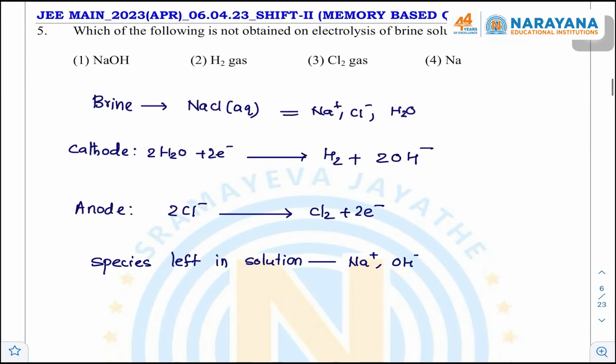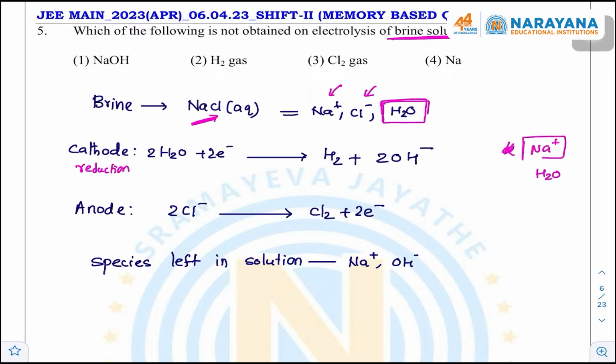Next question. Which of the following is not obtained on electrolysis of brine solution? A routine question is asked. So we know that brine is aqueous concentrated sodium chloride solution, which gives Na plus ions and chloride ions in water, where H2O water molecules are present. Now we know that at cathode reduction takes place. What are the species available for reduction here? Na plus and water. Being highly electropositive, sodium, so Na plus has high discharge potential. Therefore, Na plus won't get reduced at cathode. Water will get reduced to H2, liberating hydroxyl ions.